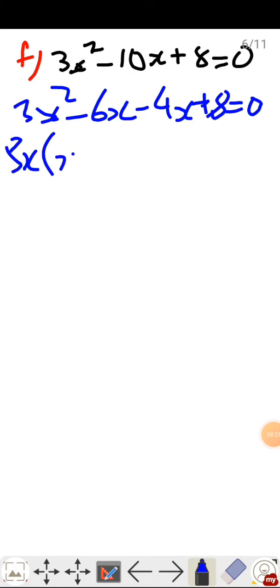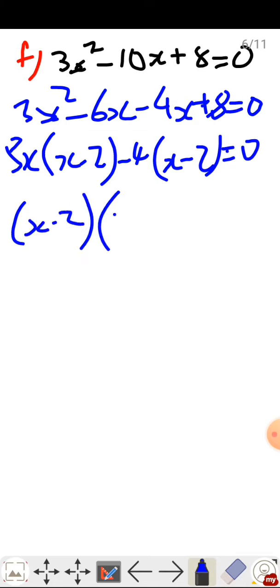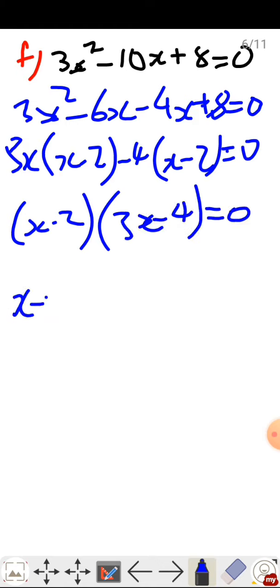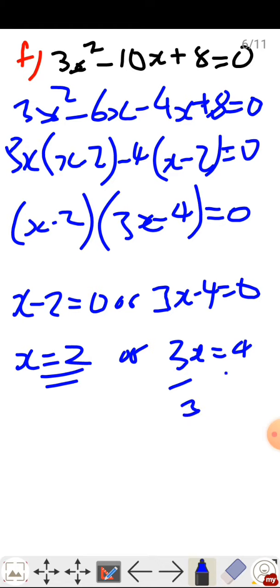Okay, so common factors are x minus 2, x minus 2 equals 0. So open brackets, x minus 2, 3x minus 4 equals 0. So your x minus 2 equals 0, or your 3x minus 4 equals 0. So your x will be 2, or 3x will be 4 because that side becomes positive, over 3 over 3. So your x will be 2 or 4 over 3.